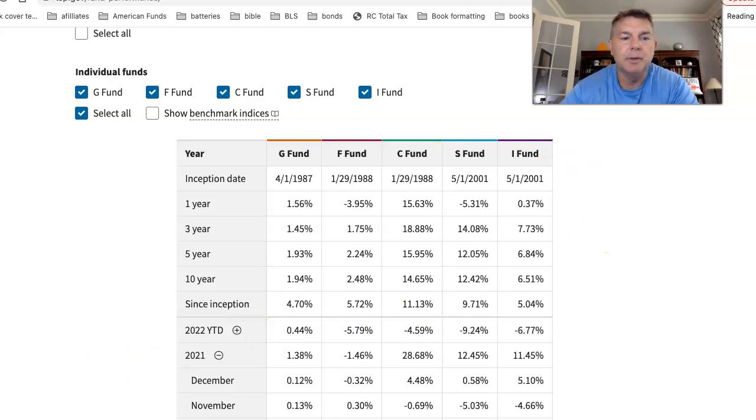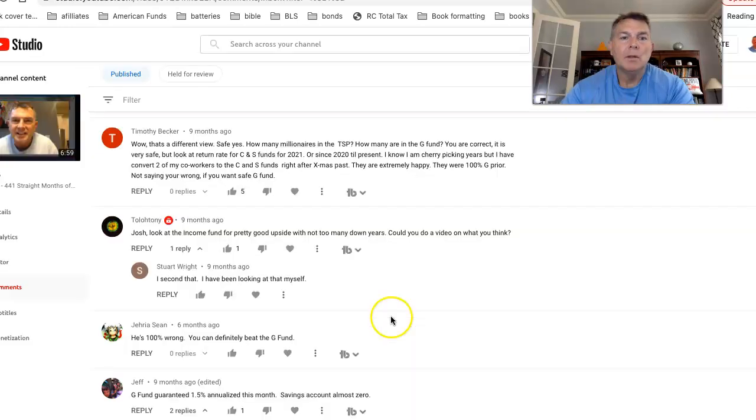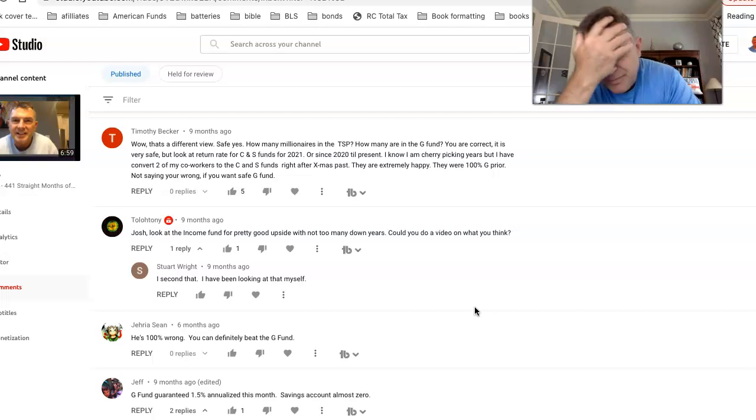So I want to look at some comments from previous commenters about the G Fund. It'll be fun. Tim Becker said, that's safe, yes, but how many millionaires in the TSP? How many are in the G Fund? It is very safe, but look at the return for C, S, and I funds since 2020 to present. This is what he says: I know I'm cherry picking years, but I converted two of my coworkers to the C, S, and I funds right after Christmas. Oh, he just said this 9 months ago.